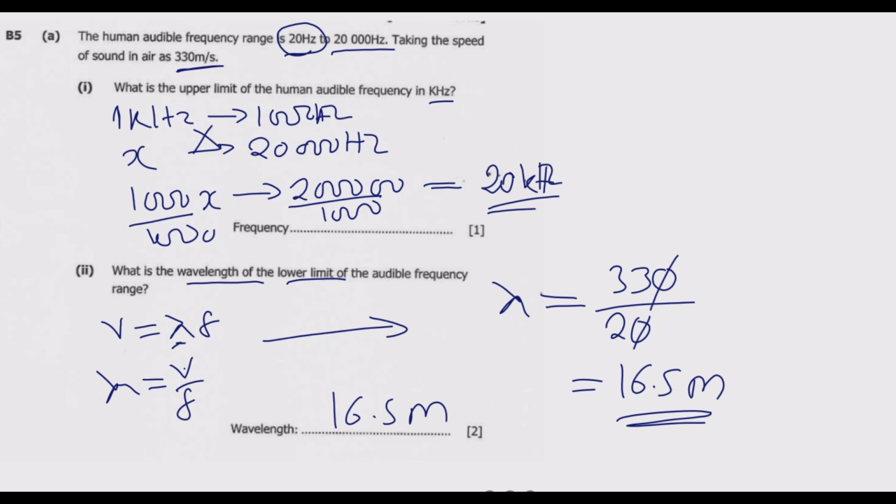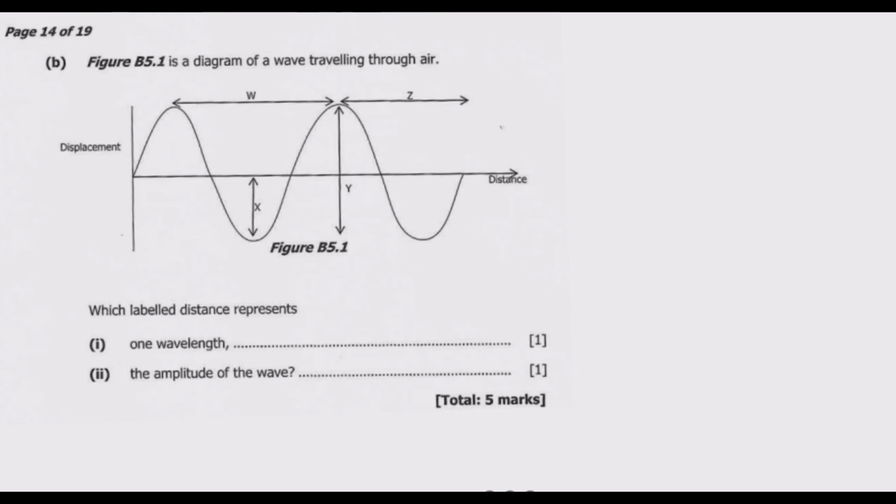Let us look at question B. Figure B5.1 is a diagram of a wave traveling through air.